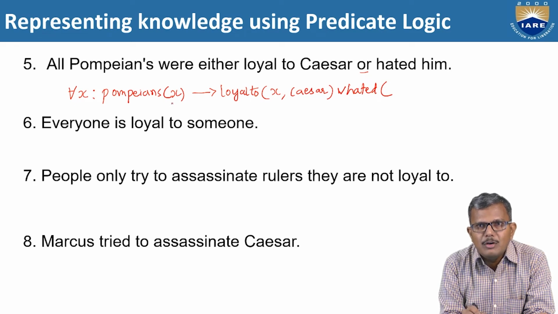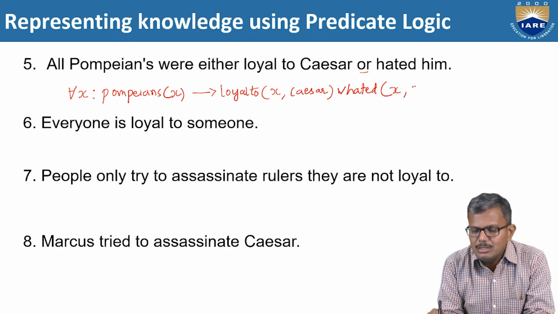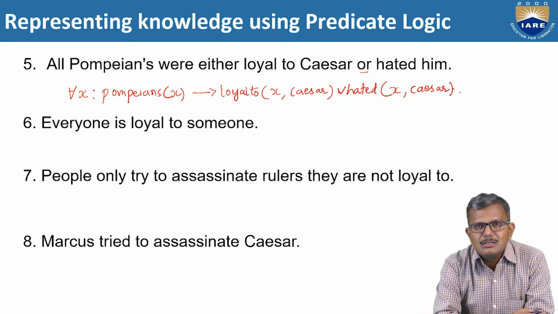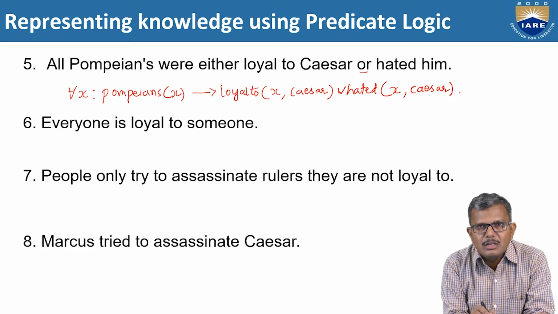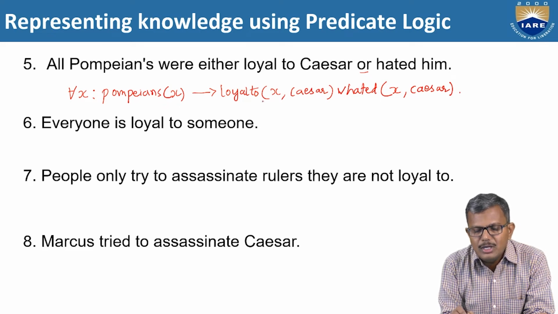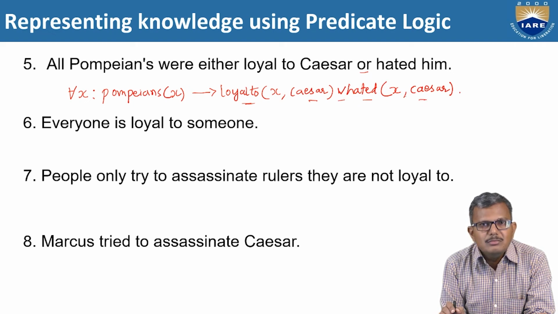So how we represented the Pompeians as X, you have to write like this: X comma Caesar. Means for all X, X is representing all Pompeians. So what are Pompeians? They were either loyal to Caesar or hated Caesar. They may be loyal or they may have hated him. So that's why you are going to represent it in this way.